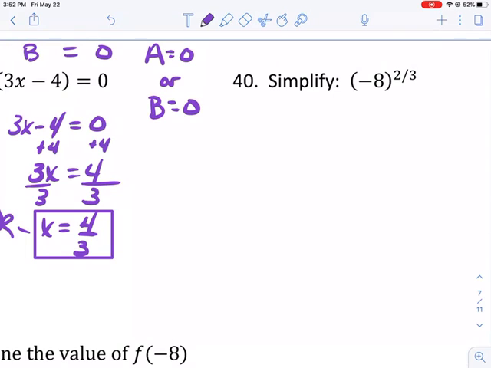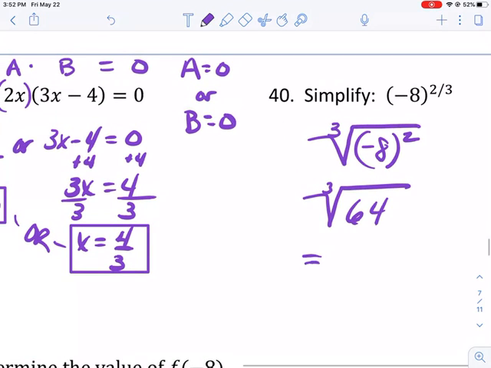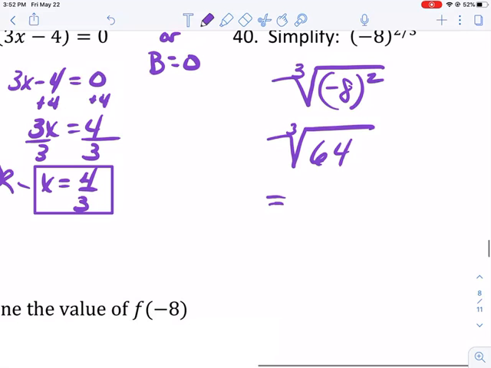And then where we have -8 to the 2/3 power, remember that this is the cube root of -8 squared. So it would be the cube root of 64. Okay, so that would be equal to, and we've already come across this one, the cube root of 64 is 4. Okay.